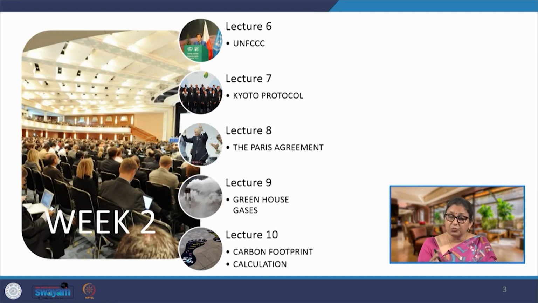In week 2, we saw how historically different organizations started to emerge and talk about this whole discussion on climate change, and from climate change we came to how the consensus was formed around how greenhouse gases are driving this climate change. They are the main culprits. Why are the greenhouse gases being emitted? What are the activities which are responsible for that? And then the world came together for different protocols, for example, the Kyoto Protocol, and then the Paris Agreement happened.